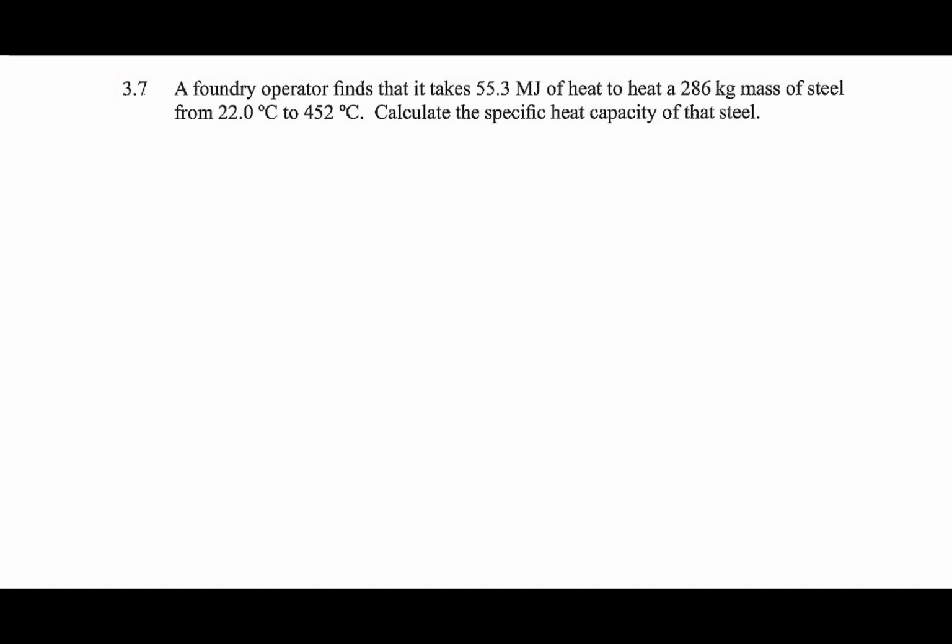Hey everyone, I'm just going to give a short video on how to do some specific heat calculations. I'm going to use some questions from STAWA as the example. So the first one I'm going to use is number 3.7, where you have been given the energy, the mass, and the temperature change, and it's asking to find the specific heat capacity of the steel. So I'm going to use the equation Q equals mc delta T as a starting point.